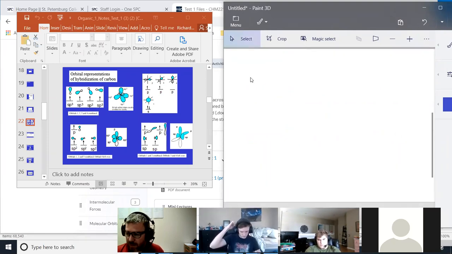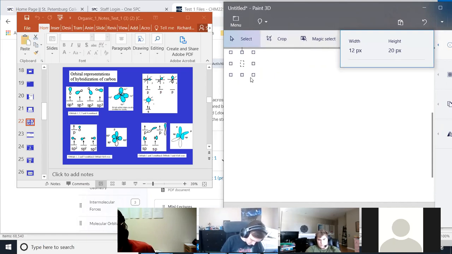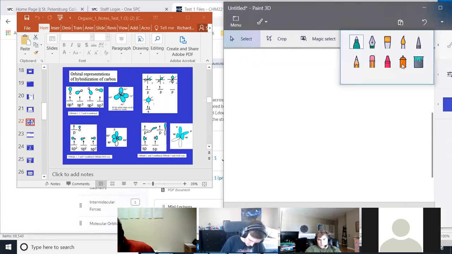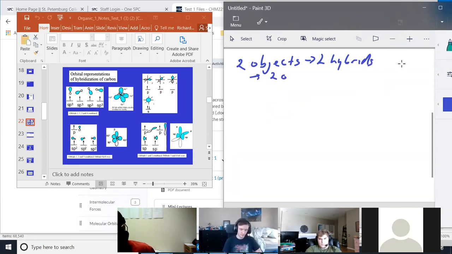The sp is going to look like this. The sp, we need 2 objects that have to be made from 2 orbitals, or we need 2 hybrids. That's from 2 orbitals. So that's why it's going to be sp. And sp is going to be linear.